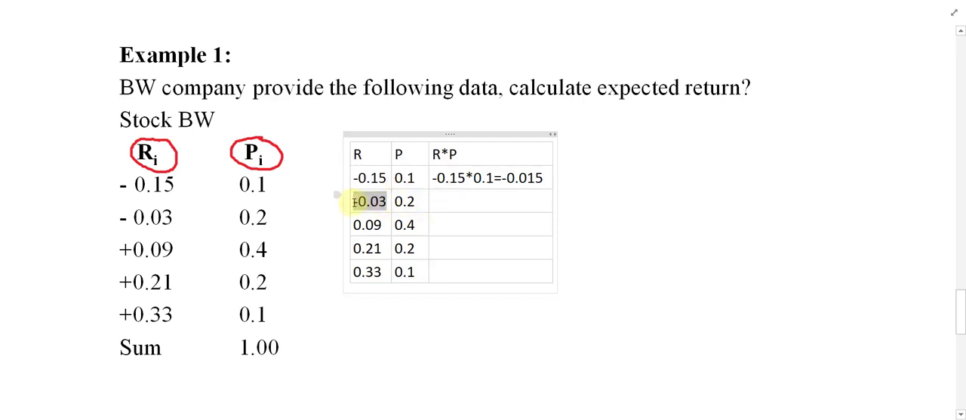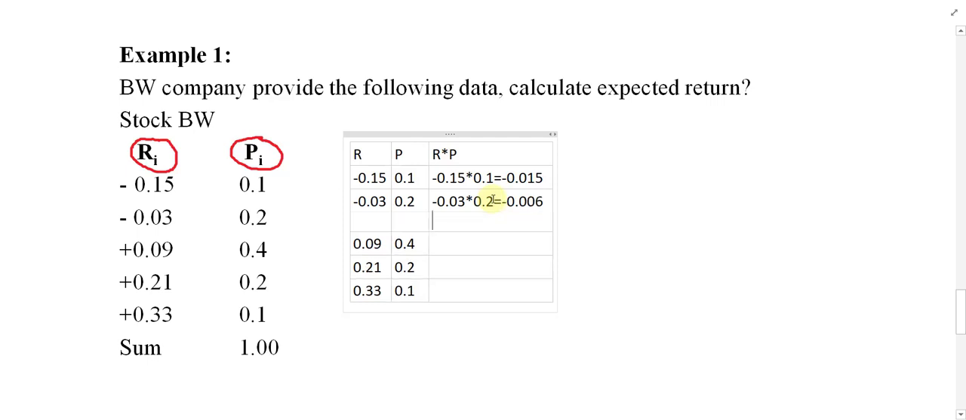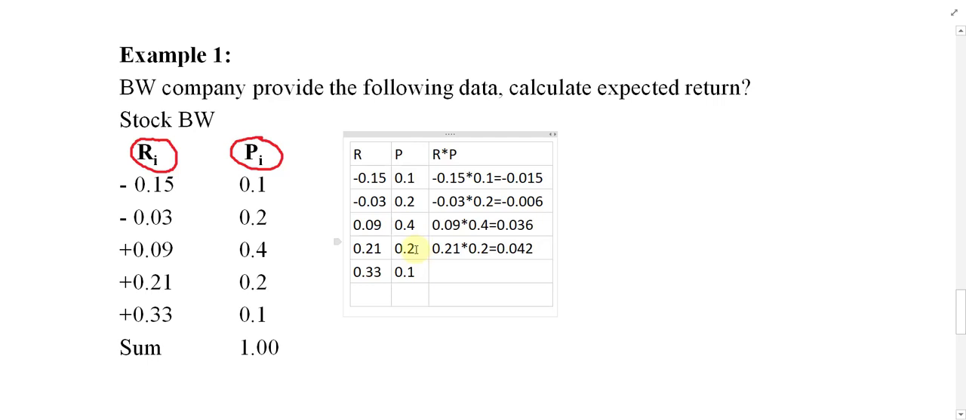This value multiply to the next value, and press the equal sign, you get some value for this one. In the same way you can do for the rest, and for the last one. I have done this too. This value multiply to the last one, this is the amount. Then press the equal sign, you get some value.